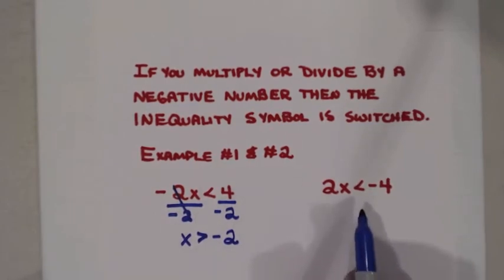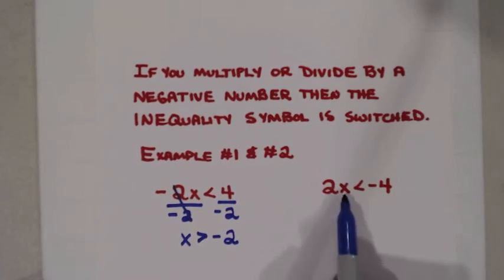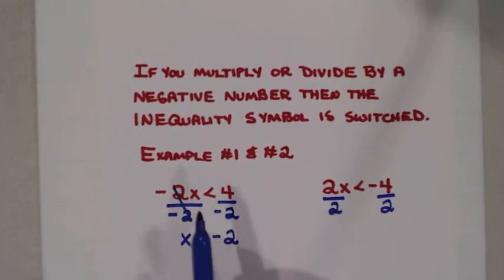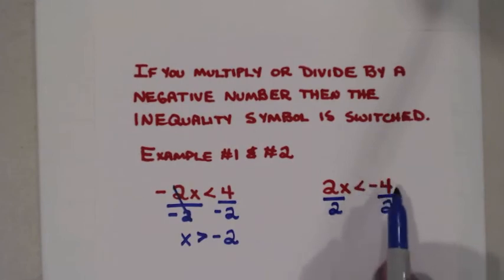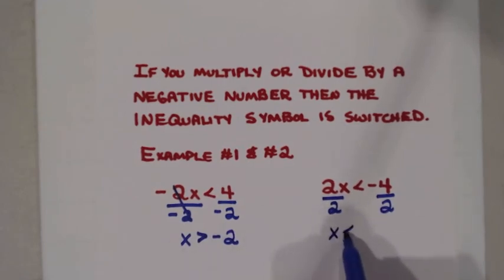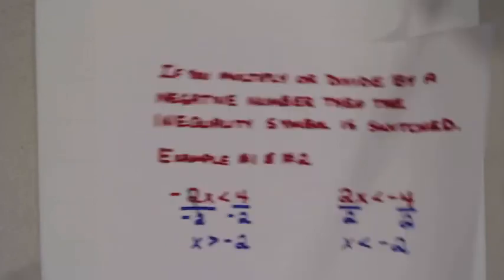Example number 2. The opposite of multiplying by 2 is dividing by 2. So I'm going to divide this side by 2 and this side by 2. Does the inequality symbol switch around? No, it doesn't. Because I'm not dividing both sides by a negative number. I'm dividing both sides by a positive number. It's really not about the number in the top up here. It's whether or not you're dividing both sides by a negative number. So on this one, this inequality symbol stays the same. If you multiply or divide both sides by a negative number, it causes that inequality symbol to switch around. Let's look at the next two examples.